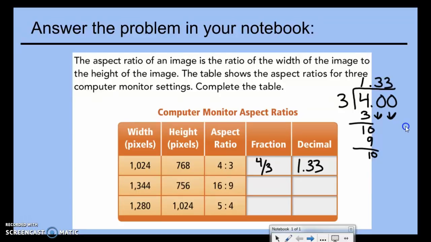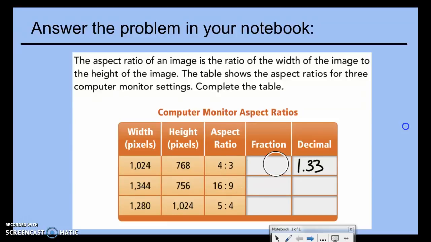Okay? I want you to do the next two by yourself. If you kind of got confused, rewind a little bit and watch how we did it again, just to make sure you got it. And then once you fill out your entire chart, I want you to push play and see if you get it right.